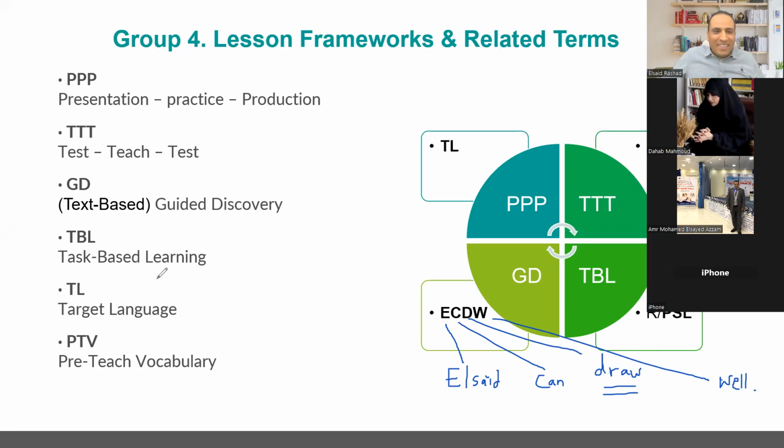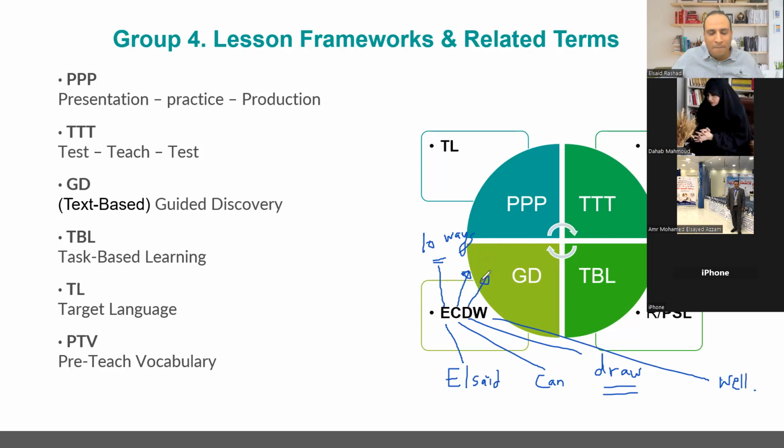E is for elicit, C is for check, D is for drill. If you're teaching vocabulary, first you should elicit, and there are more than 10 ways to elicit vocabulary from students. After that, you should check understanding by asking questions. For example, with the word degree, you can say, do we receive it after graduating from university? Yes. Does it help us to find a job? Yes. Do we get it after finishing elementary school? No. So you just check understanding.